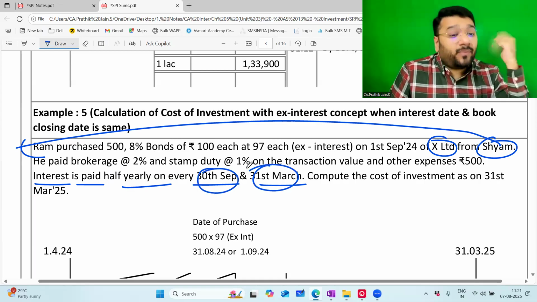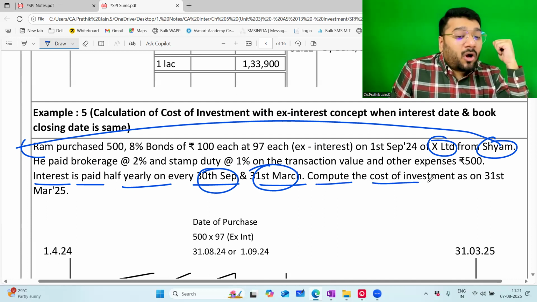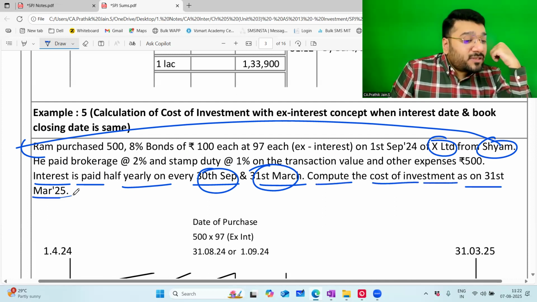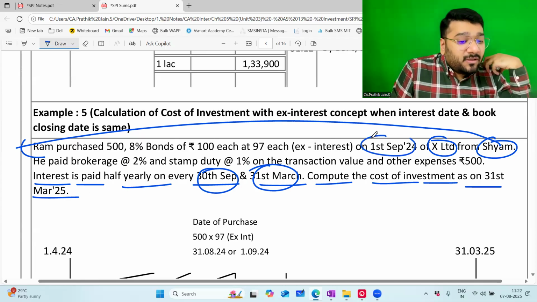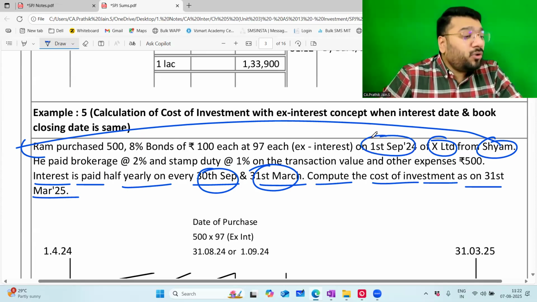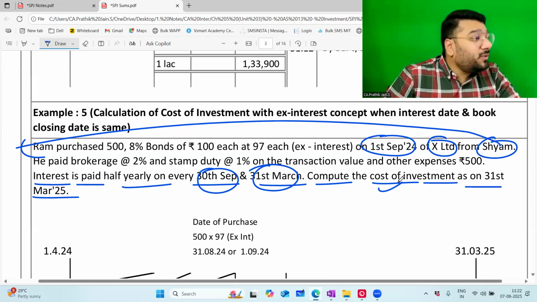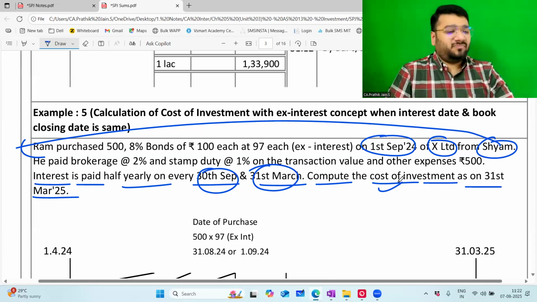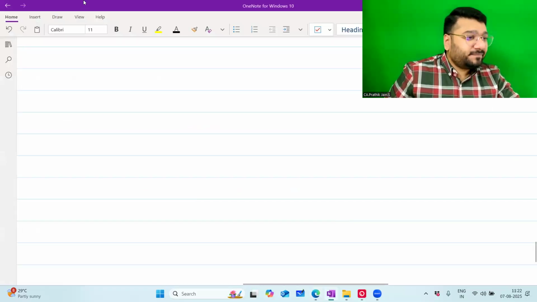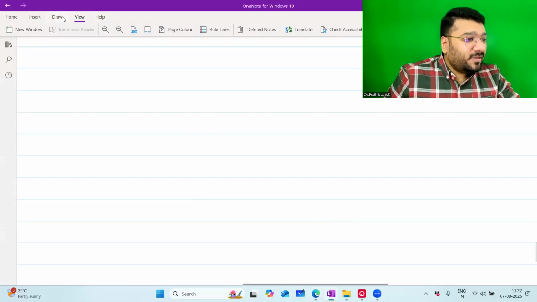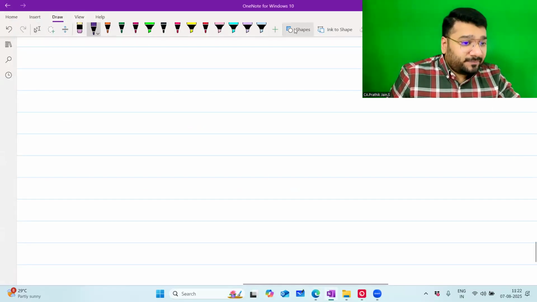So what is the requirement of the question? The requirement is to compute the cost of investment as on 31st March 25. When are we buying the investment? 1 September 24. We want to know what is the cost of investment. Not just that, I also want to know how the journal is done and how the ledger is presented. Everything will do. But before that, I have a concept to put in your head.